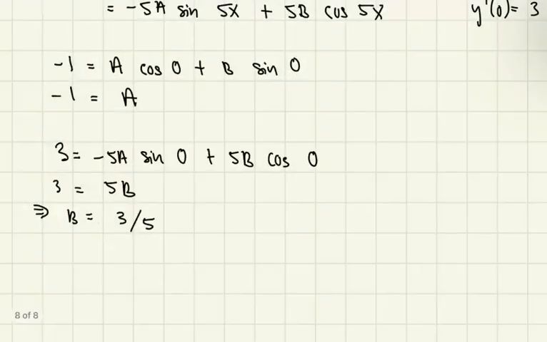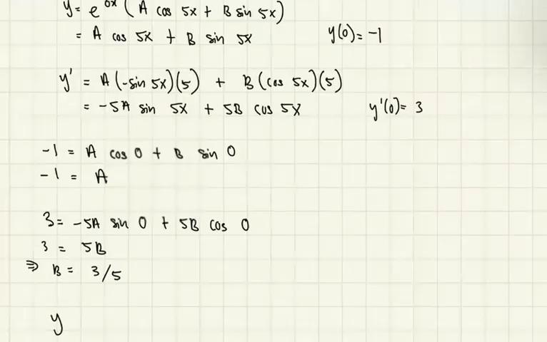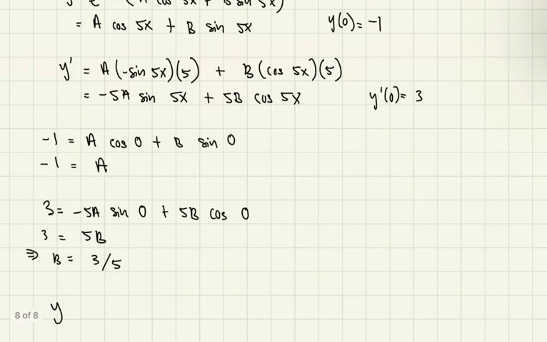So the solution, substitute a and b into the solution here. A is minus 1, b is 3 over 5, so the solution will be minus cos 5x plus 3 over 5 sine 5x. So that is our solution.